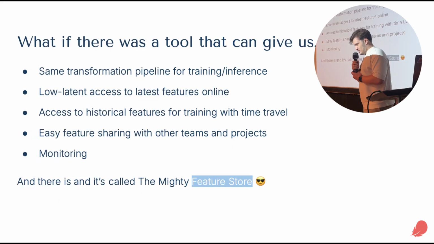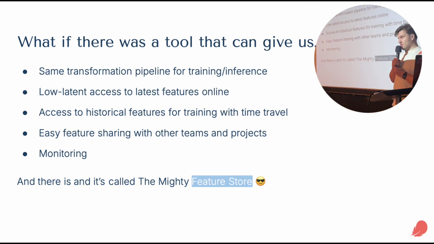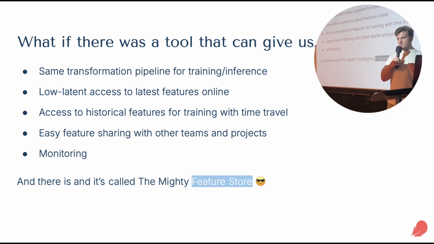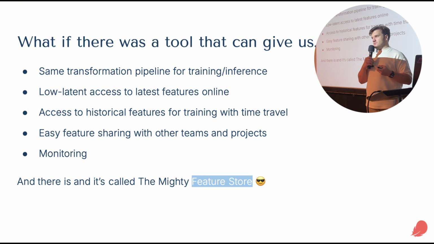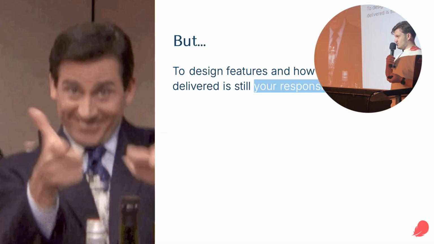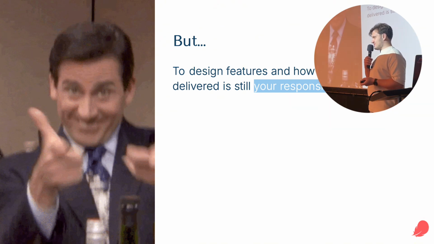So imagine a situation. What if we had a tool that could probably solve our problems? It would allow us to battle those inconsistencies between offline and online data, and allow us to share features between different projects in ML so we can reuse them. And there's a solution called a feature store. But, sorry, there's always a but. It's still your responsibility to design those features and understand how the technology works underneath it.